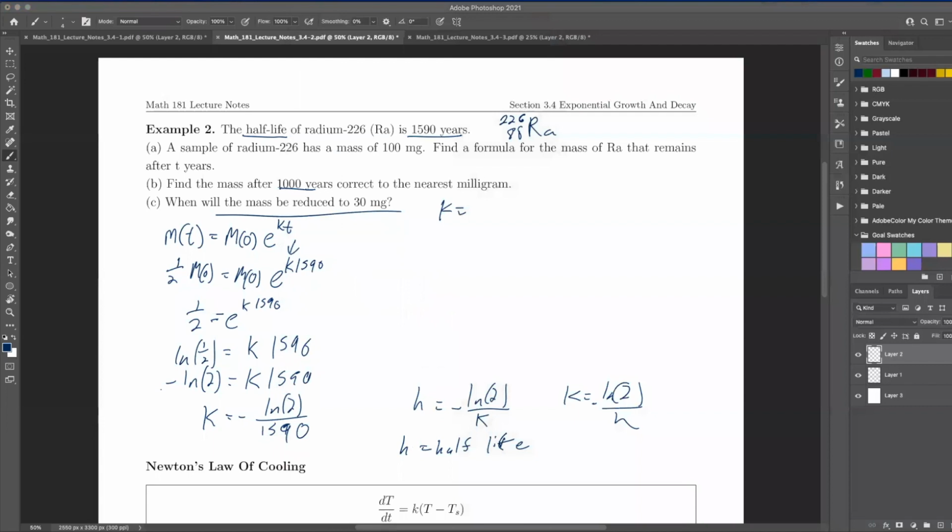Your book does it a different way. If you want to do it the book's way, that's fine, because your book just leaves it as this mess and then writes the formula. But I'm going to give you the option of doing it both ways. So let me show you what both ways are.